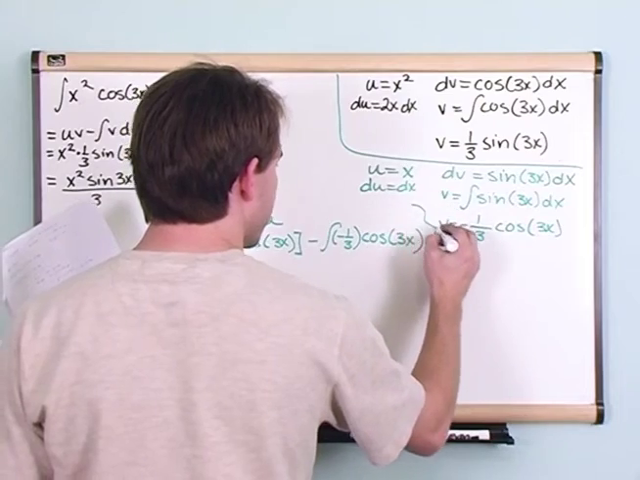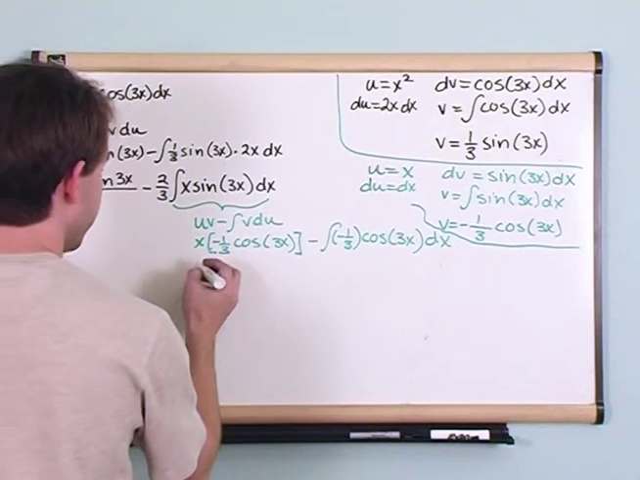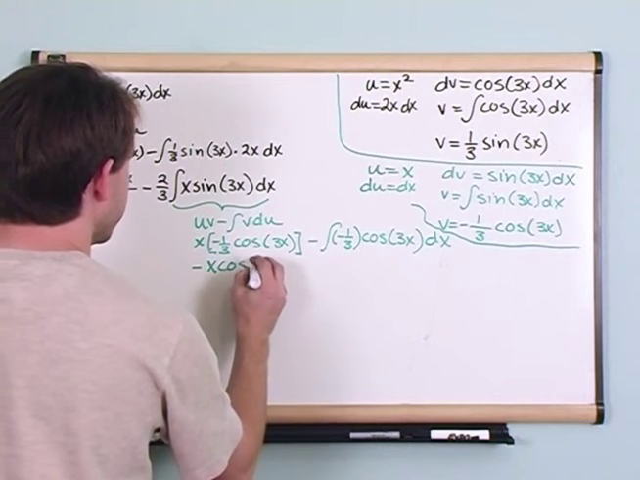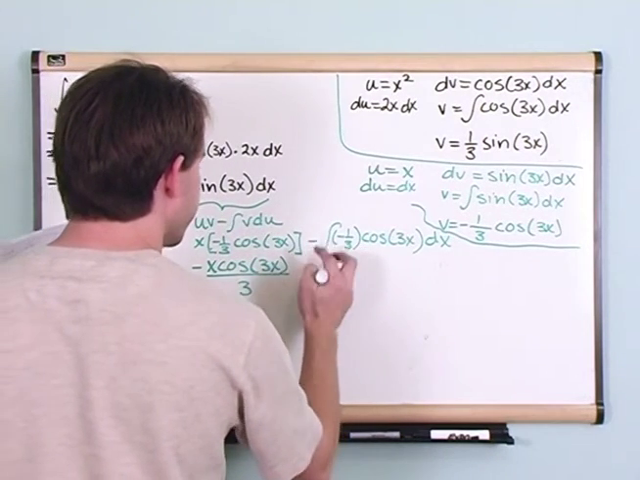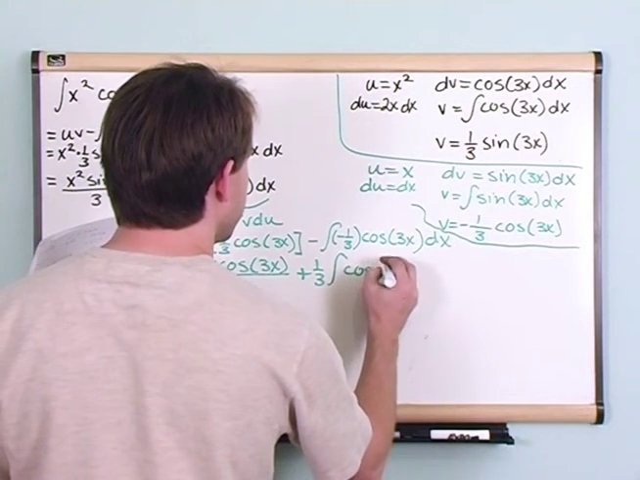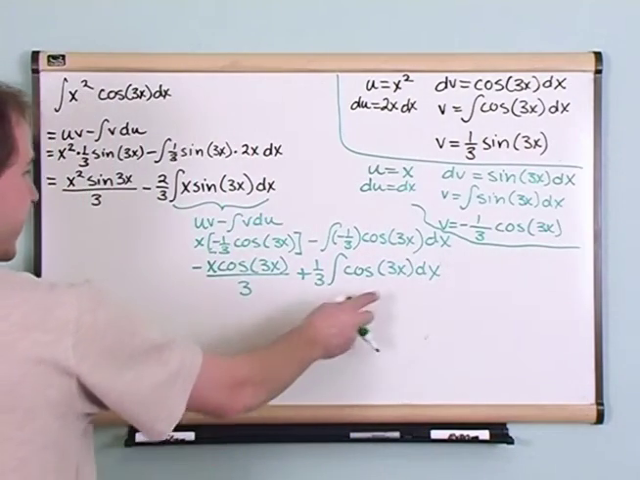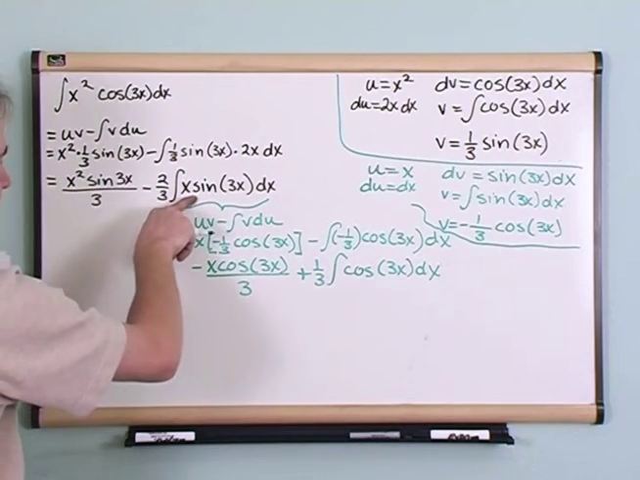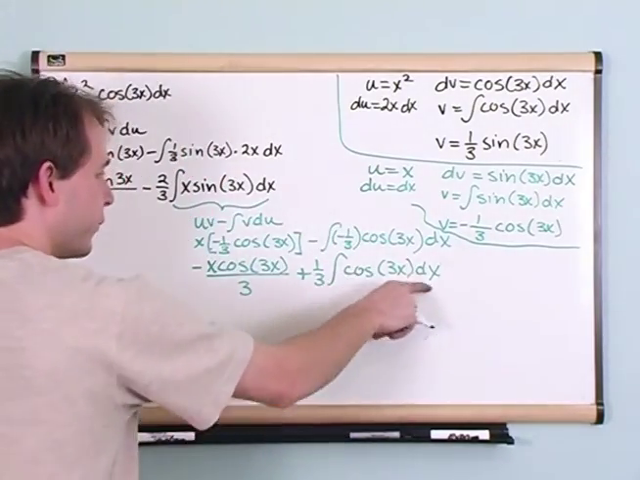I'm going to draw a little divider through here like this. So it's uv minus integral v du. That's all we've done. Let's rewrite it. We'll have negative x times cosine of 3x over 3. Negative times negative gives me a positive 1/3 times the integral of cosine 3x dx. Now, you see I've got another integral to solve, but you see this one's even simpler. So we started here, we had another integral to solve, but we still had to use integration by parts, and when we did it on this one, we ended up with another integral to solve, but this one's even easier.